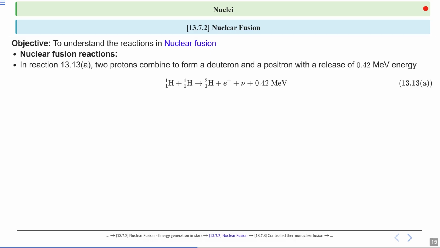So in the first reaction, labeled 13.13a, two protons, these are hydrogen nuclei, combine to form a deuteron, which is a hydrogen nucleus with one proton and one neutron. Along with the deuteron, a positron and a neutrino are produced, and 0.42 mega electron volt of energy is released. This reaction is the first step in the fusion process that happens in stars like our sun.